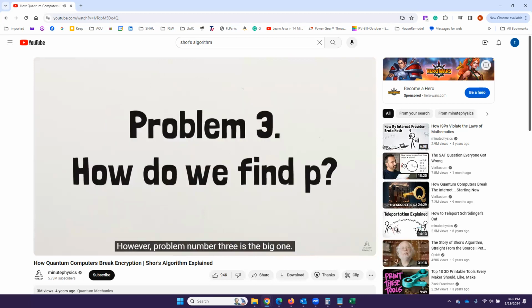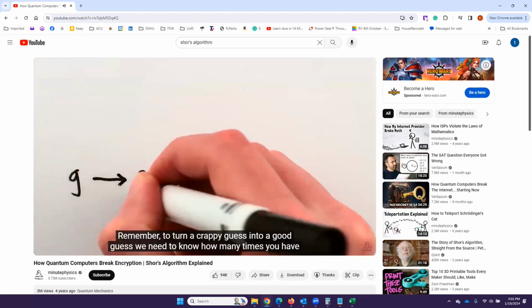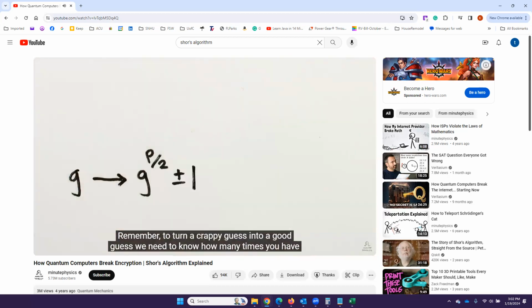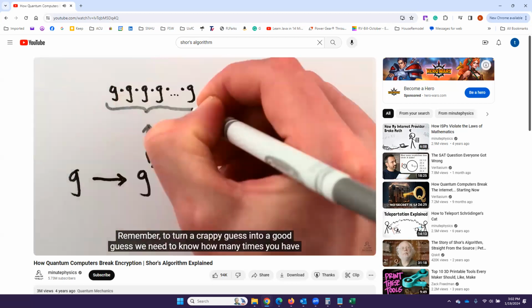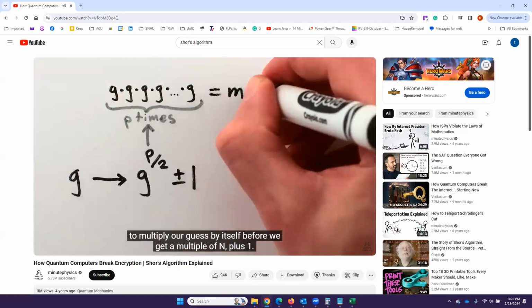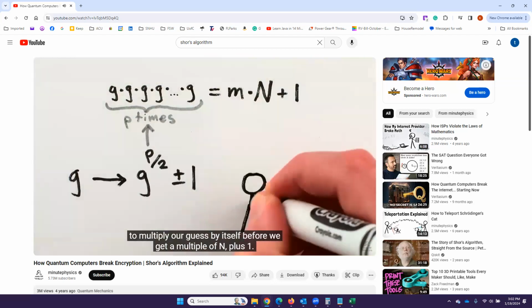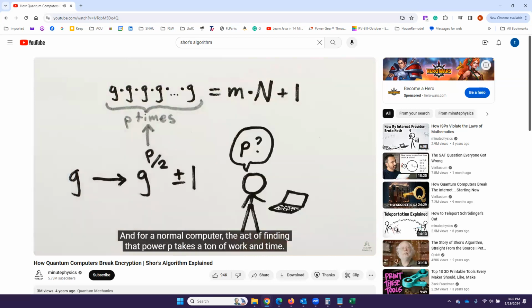However, problem number 3 is the big one. Remember, to turn a crappy guess into a good guess, we need to know how many times you have to multiply our guess by itself before we get a multiple of n plus 1. And for a normal computer, the act of finding that power p takes a ton of work and time.